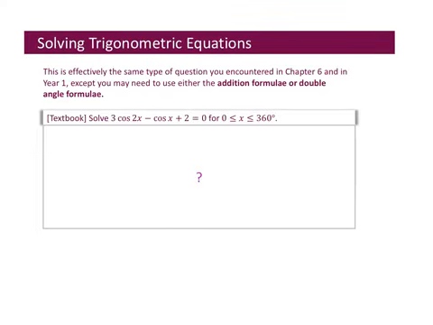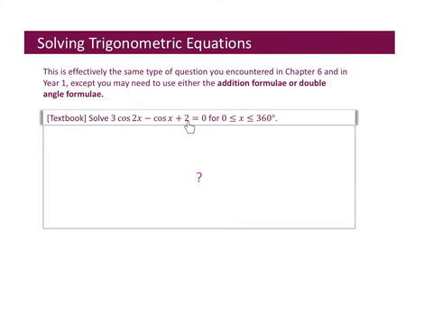Moving on to solving trigonometric equations. So what we're going to do now is we're going to be solving the equations just like we normally would, but now that we've learned about the addition formula and the double angle formula, we may need to use that first to rearrange the equation into a form that we can then solve. So let's have a look at this equation. Solve 3 cos 2x minus cos x plus 2. Now, at the minute, I'm really not sure how I'm going to solve that. So I'm going to need to manipulate this.